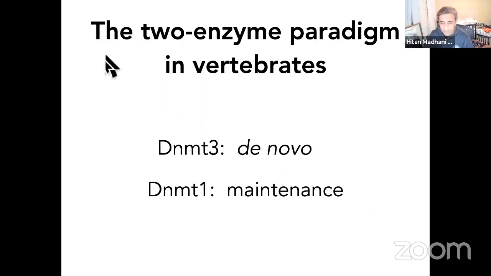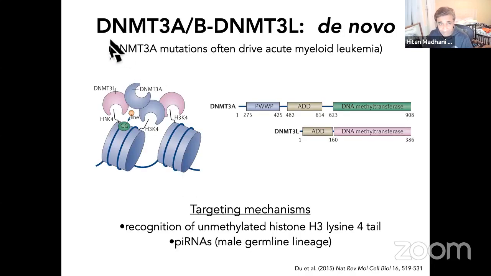So despite the fact that DNA methylation doesn't really explain developmental memory, this two enzyme paradigm in vertebrates has held up. So the de novo enzyme exists, and it's called DNMT3, and the maintenance enzyme is called DNMT1. DNMT3 is actually more complicated than just a single protein. It's actually a heterotetramer of either DNMT3A or 3B with a pseudoenzyme, a catalytically inactive enzyme called DNMT3L. DNMT3A mutations often drive acute myeloid leukemia.